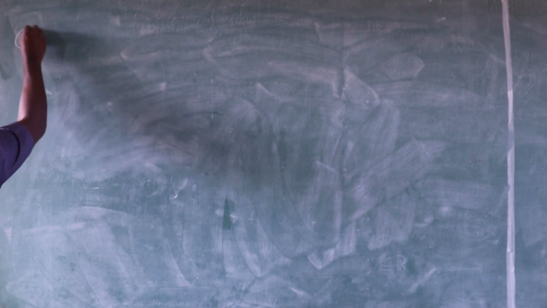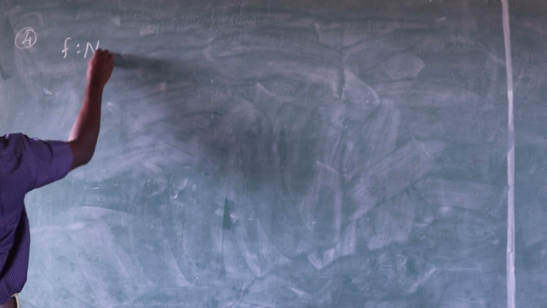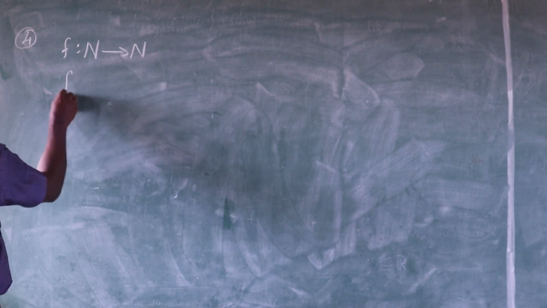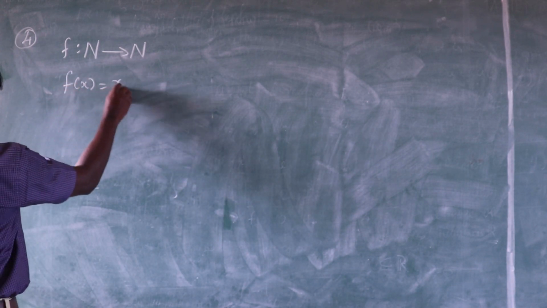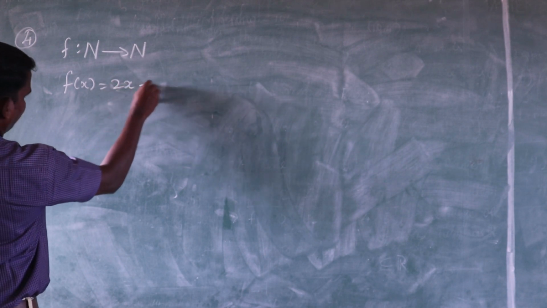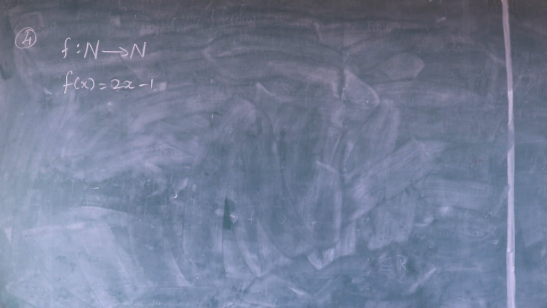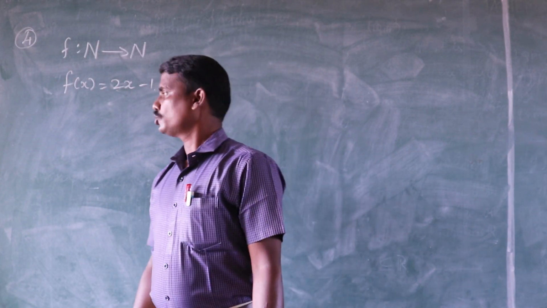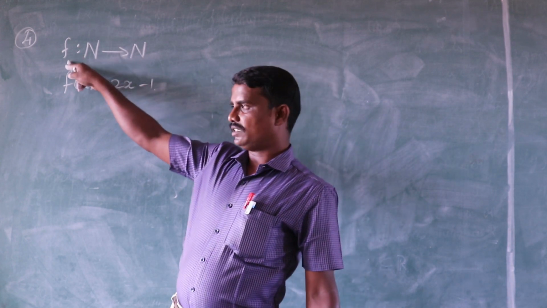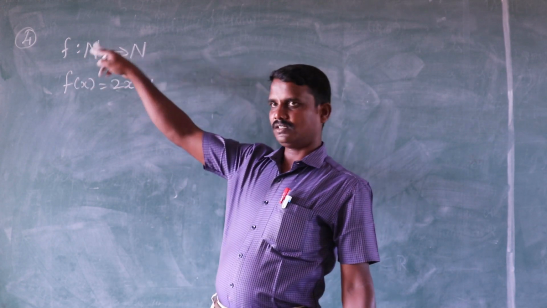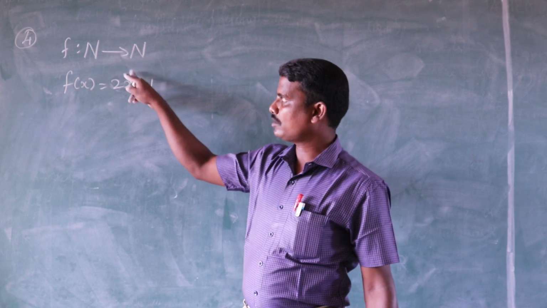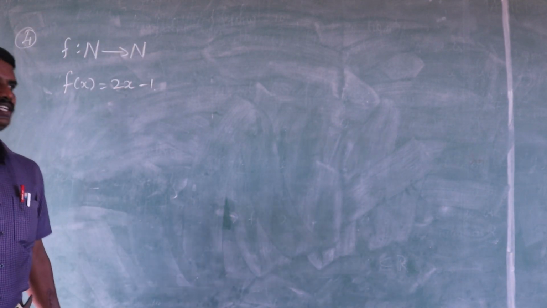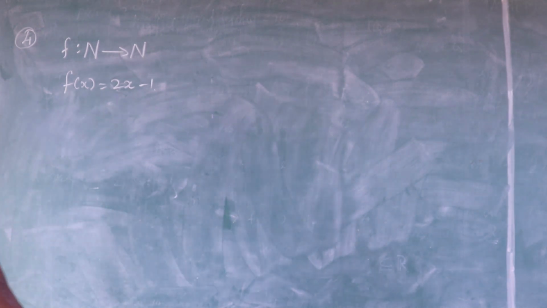Question number 4, f from N to N defined by f of x is equal to 2x minus 1. Show that the function is one to one but not onto. So we can prove this one. The function is given N to N. The first set is also natural numbers. Second set also is a set of all natural numbers. But we can prove this one. It is a one to one function but not an onto function.